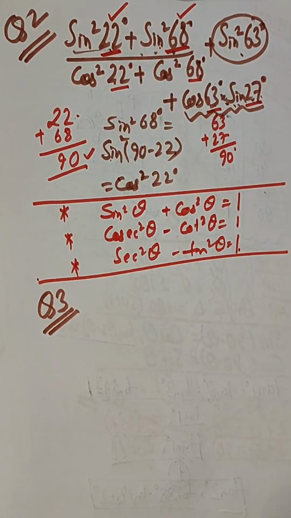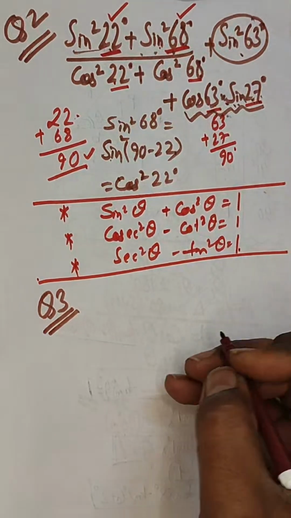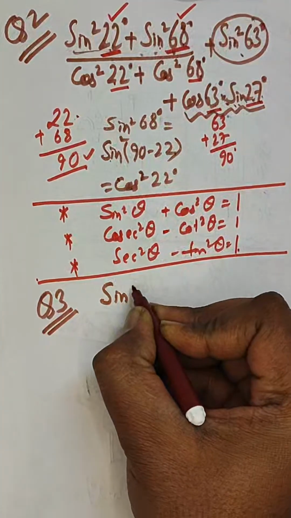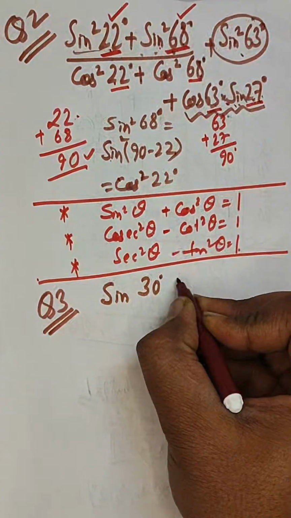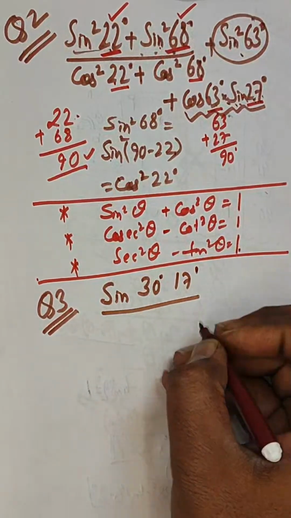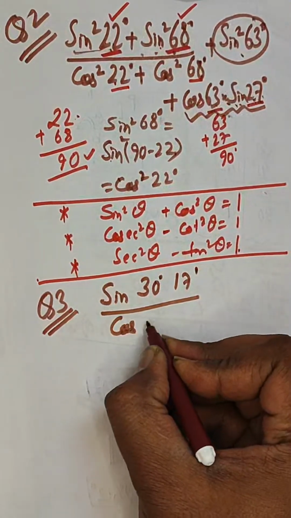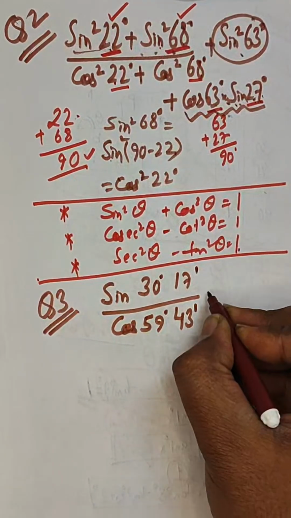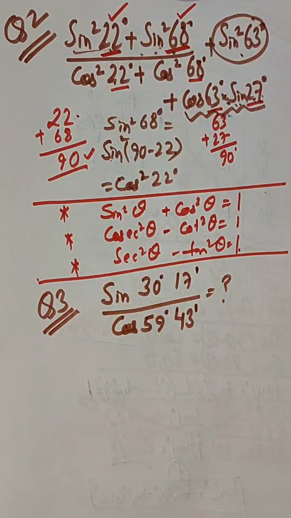Let us take a few more questions, but before that I want to give you a minute and angle concept over here. So the question which we can take is sine of 30 degree 17 minutes, and we will see the concept of degree and minutes over here, divided by cos of 59 degree 43 minutes, is equal to how much?